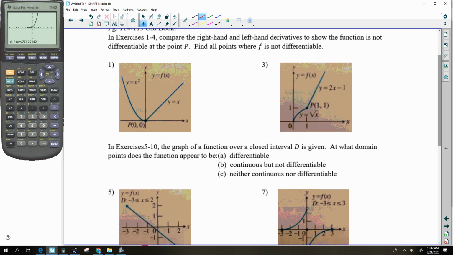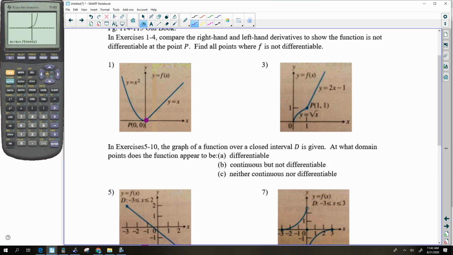Compare left hand and right hand derivatives shown in the function, not differentiable at point P. Find all the points where F is not differentiable. As I was implying last class, things that are not differentiable are corners, cusps, discontinuities, and vertical tangents. Vertical tangent. Okay. So here we have the point of discontinuity.